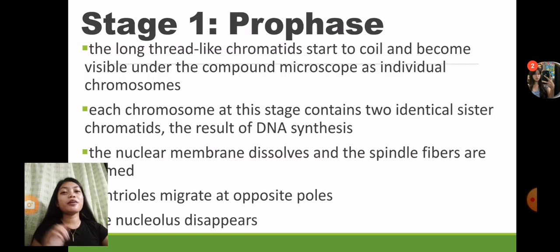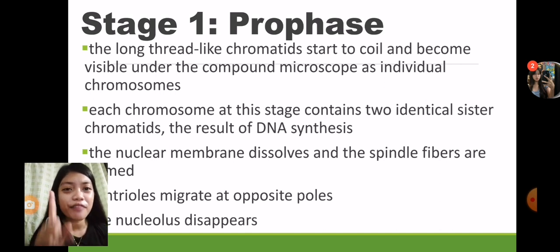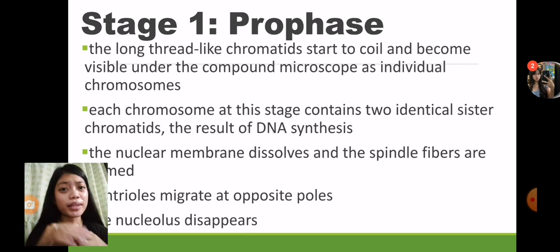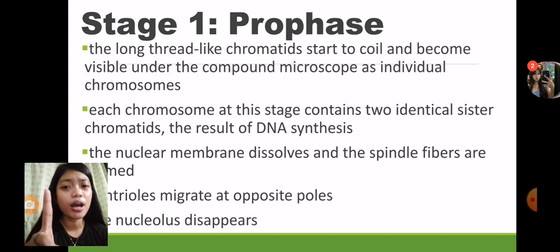So let's talk about stage 1, the prophase. Unsay mahitabo diri sa prophase. Ang hinumduman ra gyud ninyo diri sa prophase, each chromosome at this stage contains two identical sister chromatids. So naay duha ka sister chromatids. We all know that chromosomes have two sister chromatids, diha ang DNA nato. Ang hinumduman diri is the nuclear membrane dissolves. So wala na yung nuclear membrane, and the spindle fibers are formed.